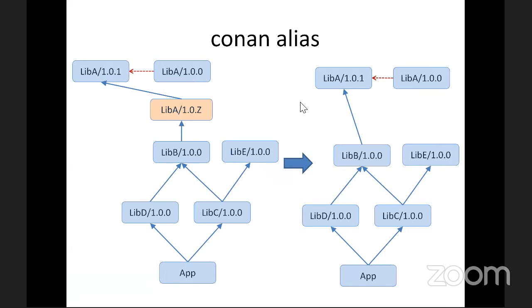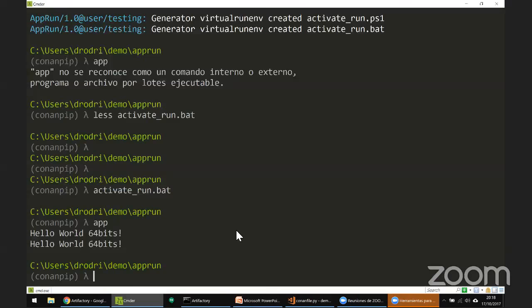Actually, this liba10set is not in the dependency graph at all. Once the dependency graph is resolved, libp will see that it's requiring liba101, even if it declared 10set. Okay, so it's just like a symlink or a total replacement of the package. Defining an alias is very simple. You can do it with the Conan alias command.